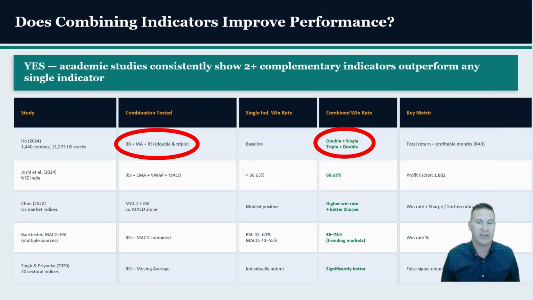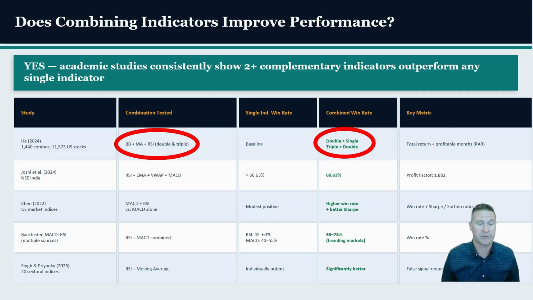Generally, what you'll find is, if you look at the circle on the right, that using two indicators is better than using a single indicator, and then using three indicators is better than using two indicators, most of the time. Some of the times, two indicators are all you need, actually. But there's a lot of redundancy when you get above three indicators. So an example would be a Bollinger Band, a moving average, and RSI. That would be a triple indicator.